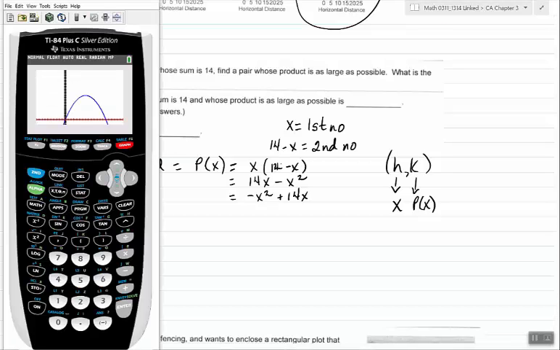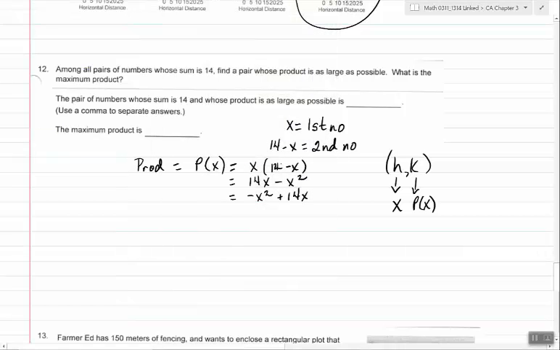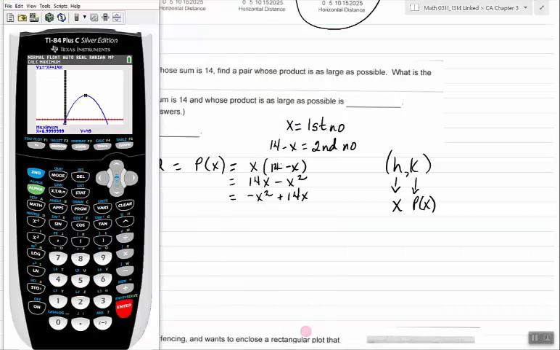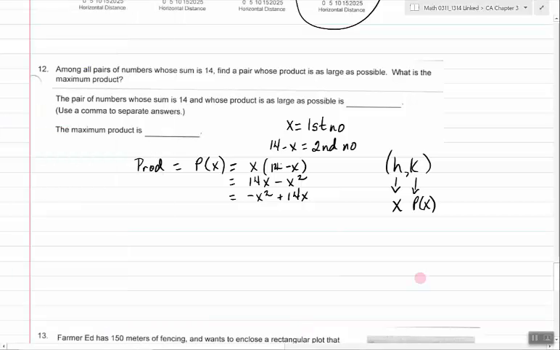So let's go back to the grapher. Second calc, I want the maximum. That looks like a good left spot. Pass through it. There's the right spot, enter. 6.99999, that rounds to 7. So this is the point 7, comma 49. So it is 7, comma 49.